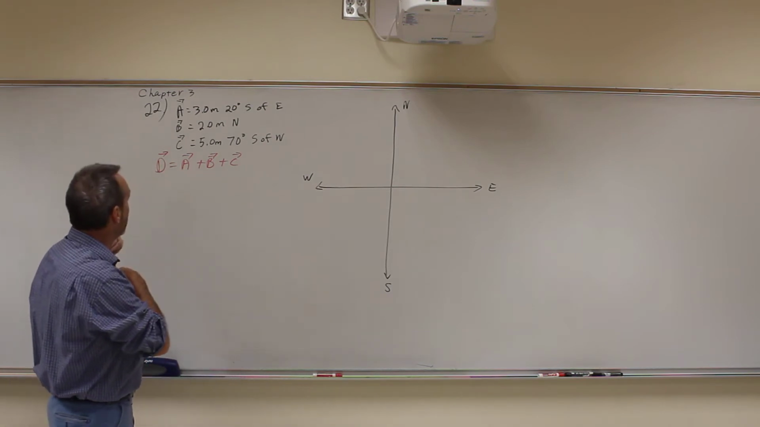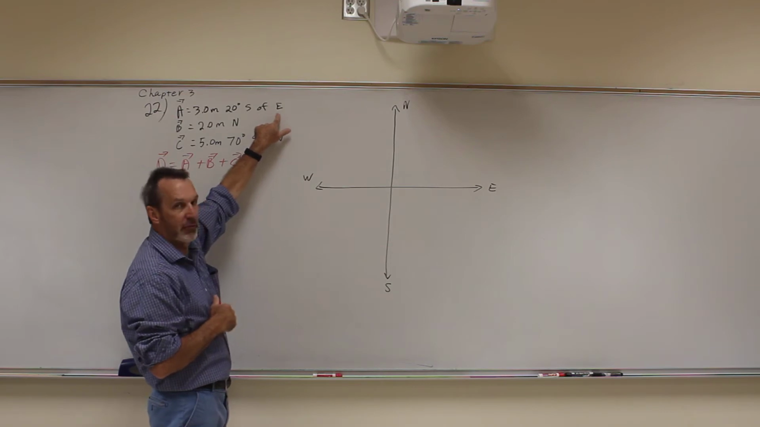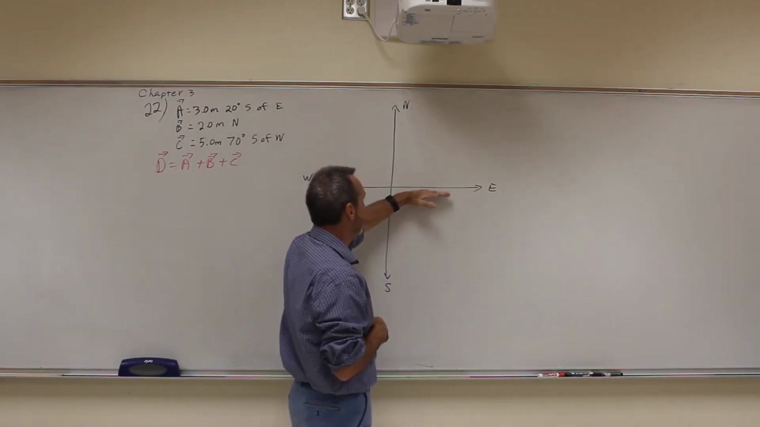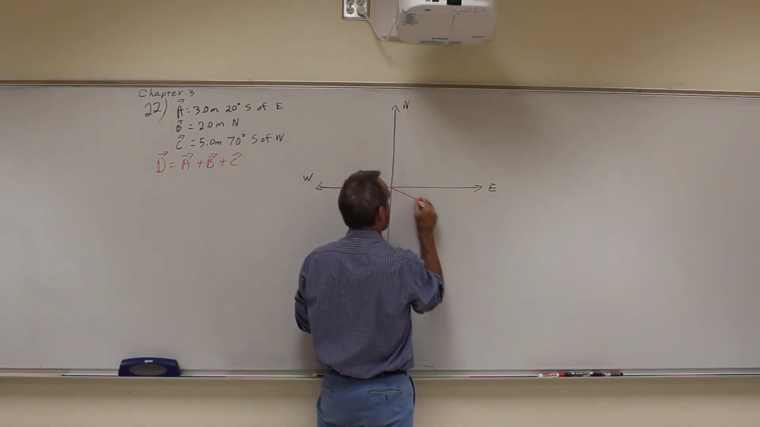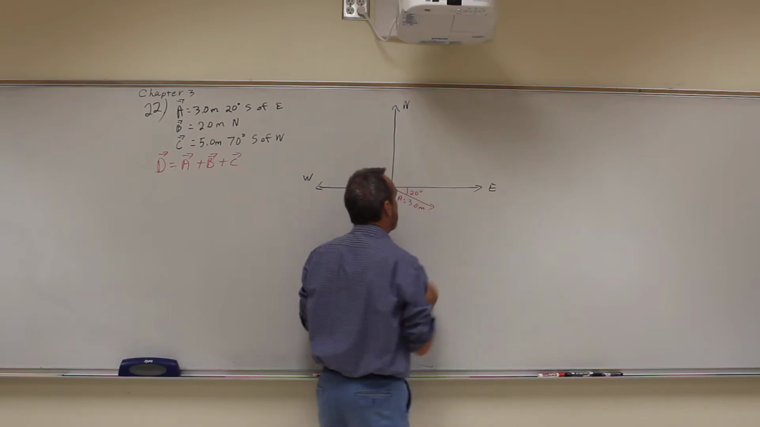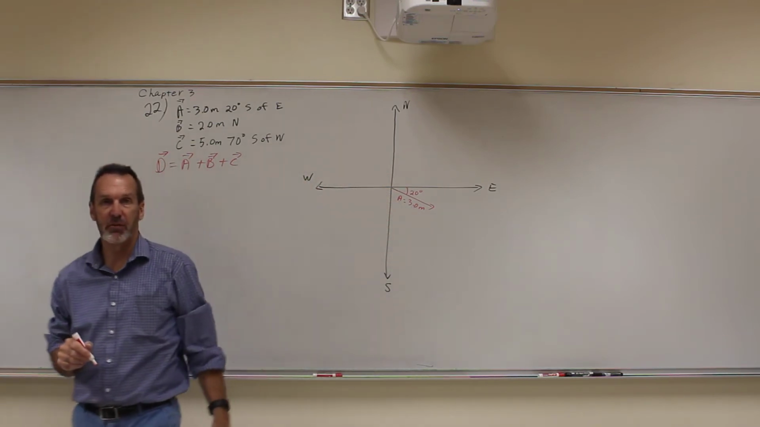So the first one says 3 meters, 20 degrees south of east. You always got to remember that the last one they give you is the reference. So east is our reference, and 20 degrees south means you go south of that. So we're going to go like this, a distance of 3 meters. So this is 3 meters, this is vector A, and this angle here is 20 degrees. See how it's 20 degrees south of east.